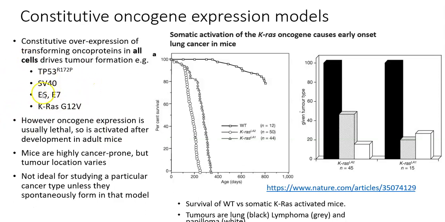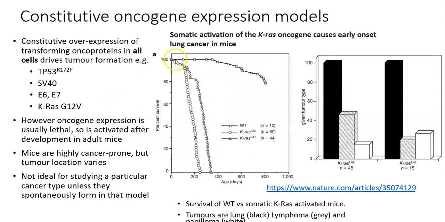You can express SV40 or E6 or E7 under a tetracycline responsive promoter. So add tetracycline to the mouse and that switches on SV40. Or you can do conditional knock-ins, which I'll mention in the next slide or so, that basically can switch on the oncogene at will in somatic tissues.